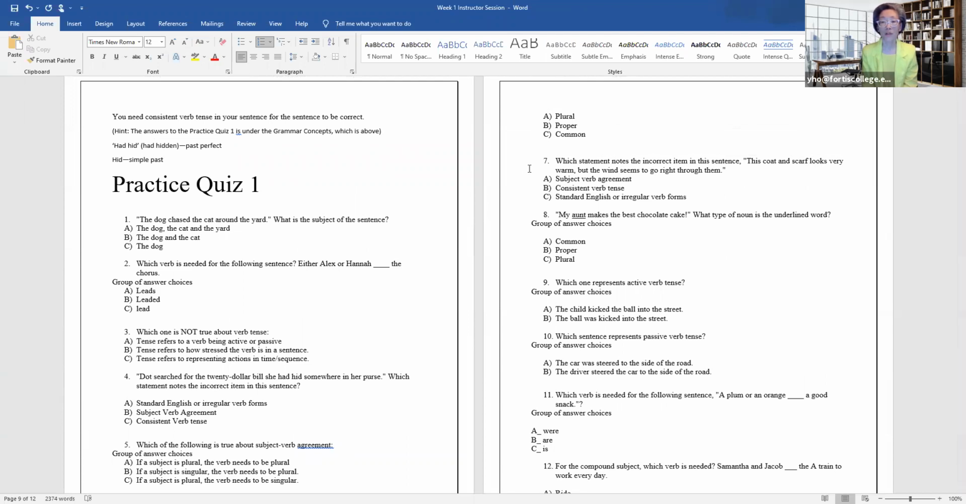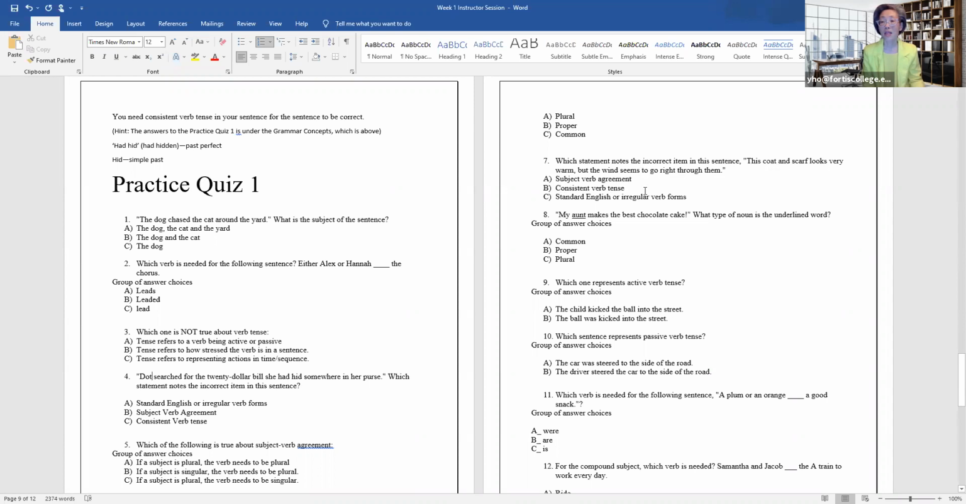Which statement notes the incorrect item in this sentence? This coat and scarf looks very warm. Andy, is it subject verb agreement? Is it consistent verb tense? So here we know it's got consistent verb tense because looks and seems have the same tense, present tense and present tense. So we know the answer is not B.